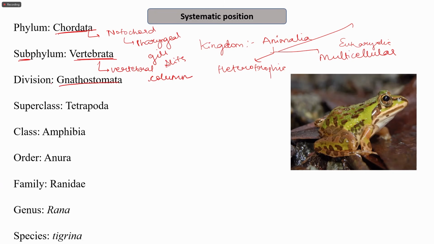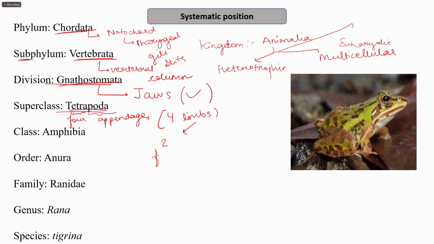Then they belong to the division Gnathostomata. We know that the organisms that belong to this division have jaws. The superclass is Tetrapoda. Tetra means four. Poda means appendages. So they have four appendages, that is, four limbs. They have two pairs of limbs: two forelimbs and two hind limbs.